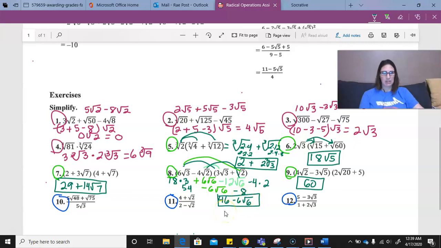You could flip it and write it as negative 6 times the square root of 6 plus 46. That's fine too, but that's generally just the way I write it, trying to keep the positive number on the left. And whenever you worked on number 9, that one should have canceled out, and you would have ended up with just 60. So that's what you should have gotten for 9. If you didn't get that, make sure you go through it and check it again.